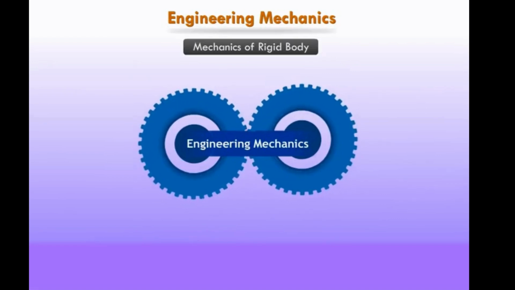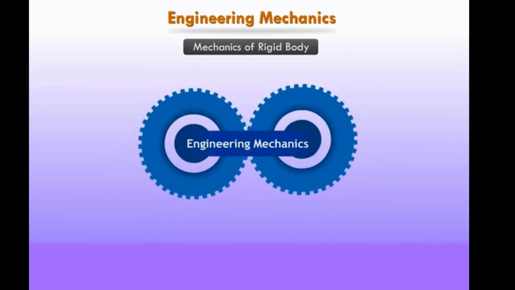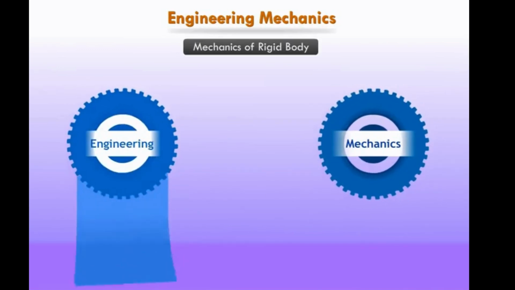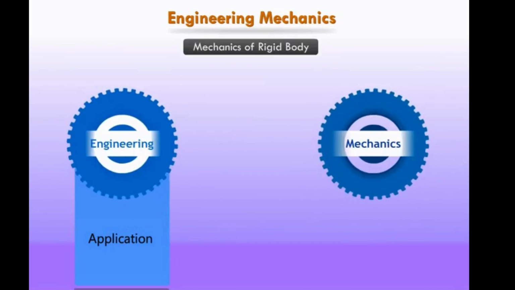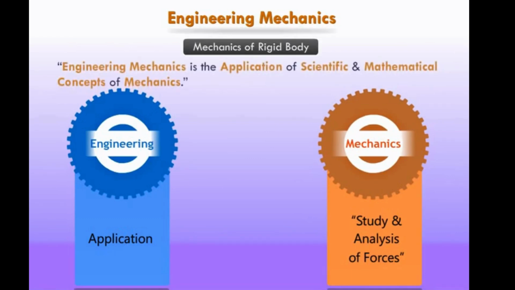Now let us understand the term engineering mechanics. The term engineering mechanics is made up of two different terms: engineering and mechanics. The term engineering refers to the application, whereas the term mechanics refers to the study and analysis of the forces acting on a body at rest or in motion. Thus, we can say that engineering mechanics is the application of these concepts of mechanics in our daily life.